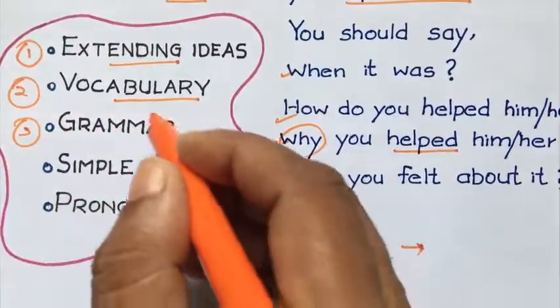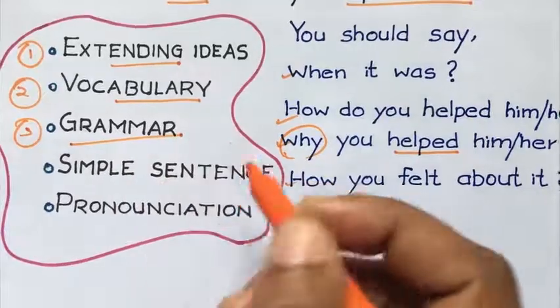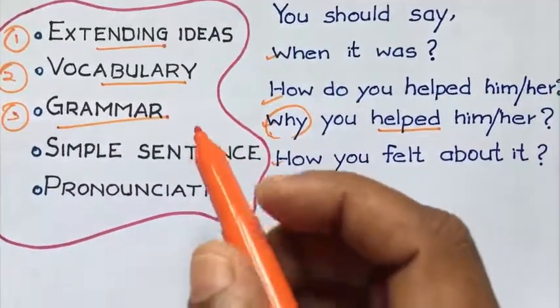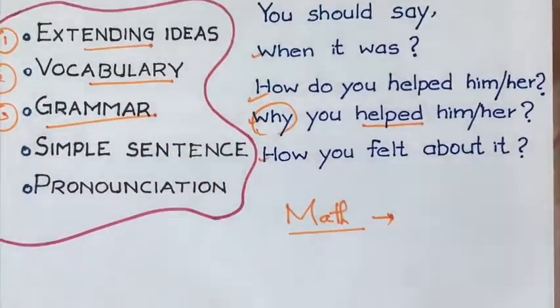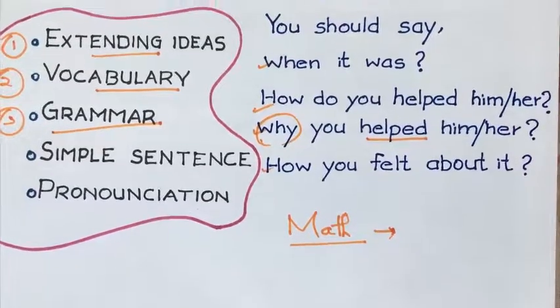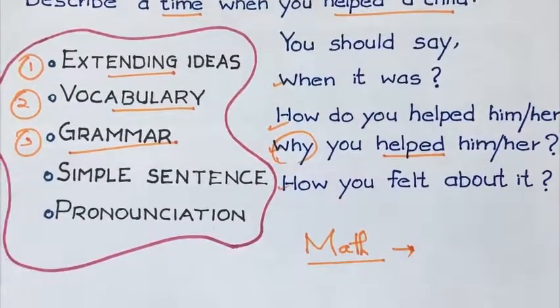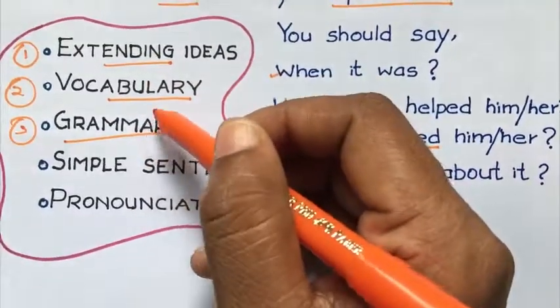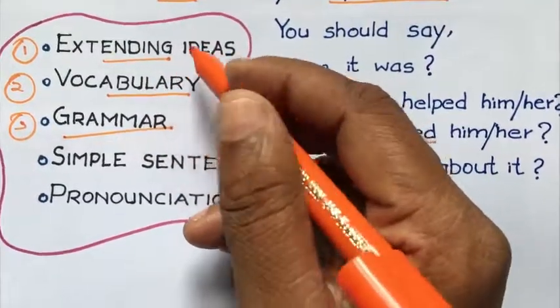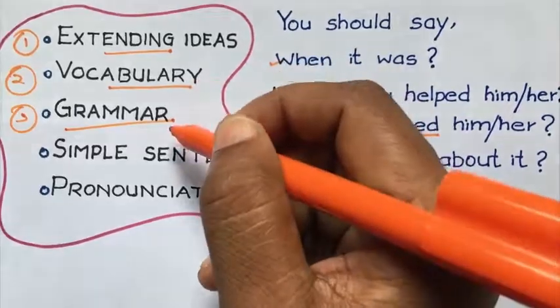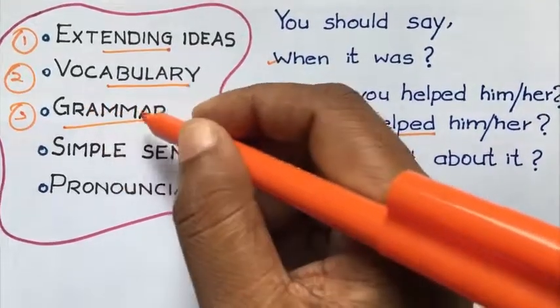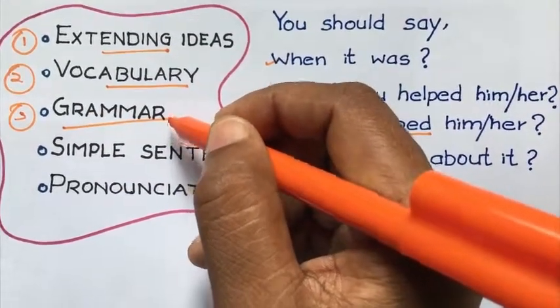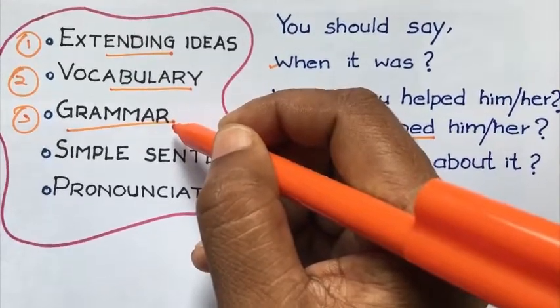Once this vocabulary is done, we'll move to grammar. I don't say that grammar is the most important thing in your speaking. Even if your grammar is somewhat inappropriate, if you are extending your ideas and your vocabulary is really good, sometimes you still get marks for grammar as well, even if you are wrong in some instances.